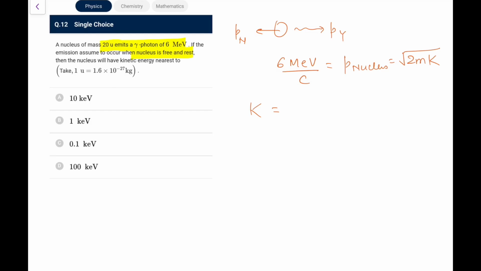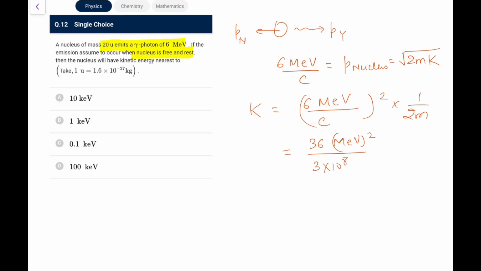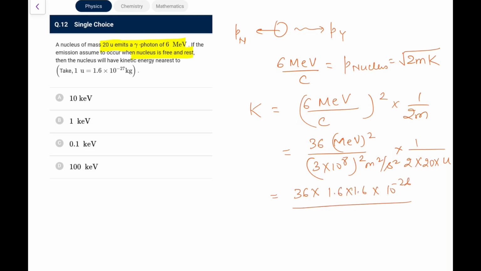Why should I convert it? So I will have 6 mega electron volt upon C whole square into 1 upon 2m. That is what we have to find out. So what we get now is 36 mega electron volt square upon C, which is 3 into 10 to the power 8 whole square meter square per second square, into 1 by 2m. And what is m? m is 20 u. So first let me convert it into SI units because I'm not comfortable, I think I might make some mistake. So it is 10 to the power minus 26. This is 9 into 10 to the power 16. This is 40 into u, and u is 1.6 into 10 to the power minus 27.